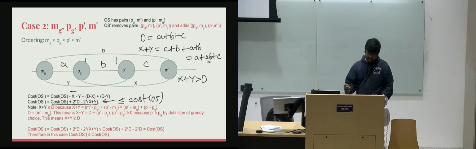And this is exactly what we want to prove: the cost of OS prime is less than or equal to the cost of OS. So case 2 also turns out to be good, right? Let's try it for case 3.